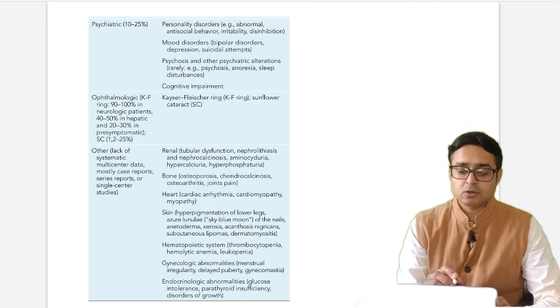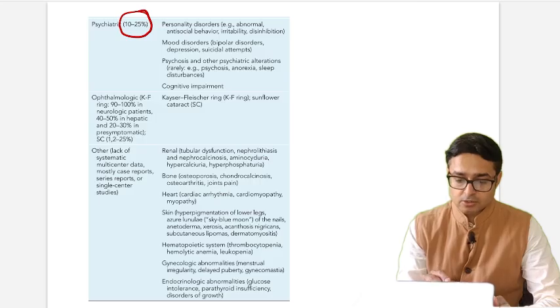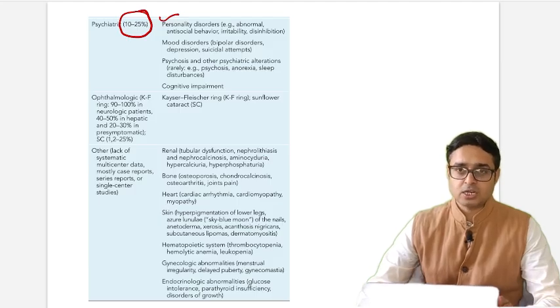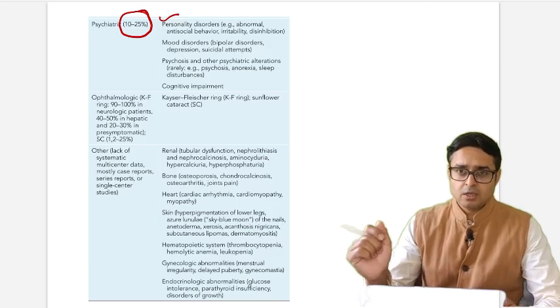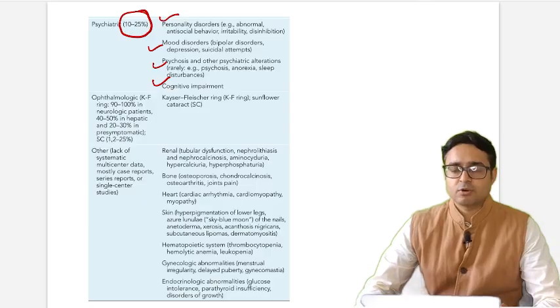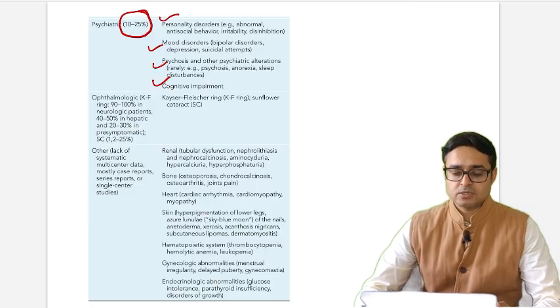Psychiatric manifestation is not seen in all, it's seen in 10 to 25%, like personality changes. Suddenly the child becomes antisocial. Okay, the behavior has changed. Teachers are complaining the child is very distractible. So keep these things in mind. Mood disorder, psychosis, and cognitive impairment. The whole spectrum of psychiatric disorder can occur, but personality changes, mood changes, and aggressive behavior are key manifestations of this disease.